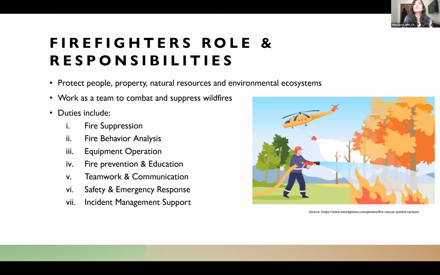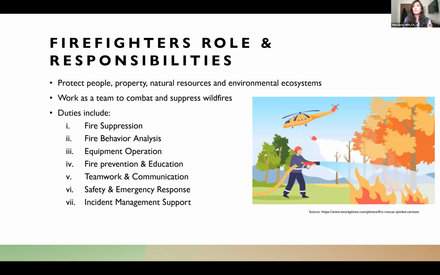Firefighters, our heroes, truly dedicate themselves to protecting people's lives and properties during these tough times. I will go over the vital role that they play in suppressing wildfires and will go over some of their responsibilities as well. Wildland firefighters contribute to the protection of people, property, natural resources, and environmental ecosystems from wildfire damage.